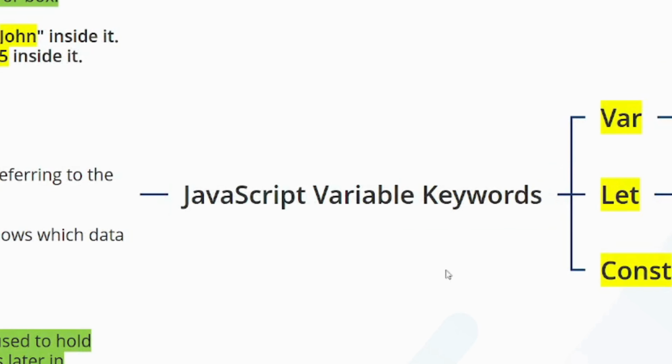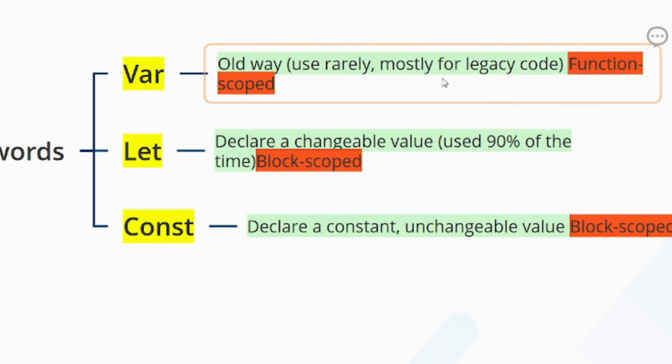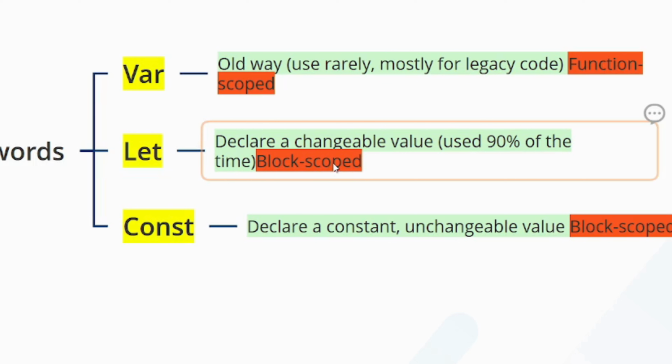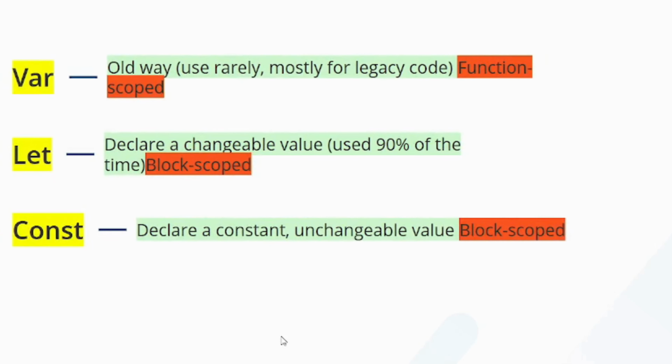In JavaScript, there are three keywords for variables: var, let, and const. Var is an old way, used rarely, mostly for legacy code, and importantly, it is function scoped. What is function scope? What is global scope? We will be understanding it in our future videos. Let declares a changeable value, and it is used 90% of the time by coders, and it is block scoped. Whereas constant, which is written as const, declares a constant whose value is unchanged, and it is also block scoped.